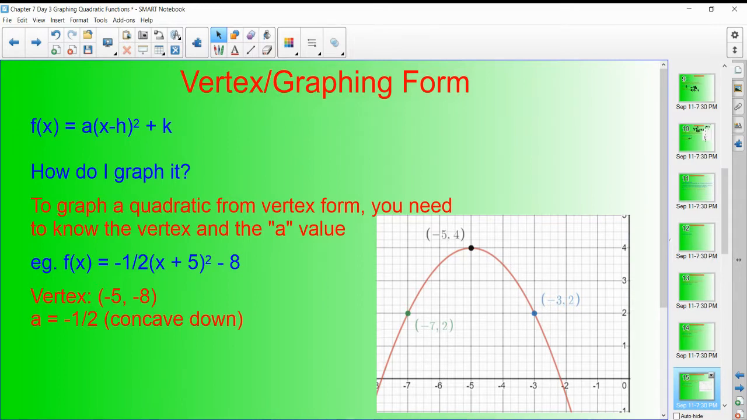So now I have no idea why I started at negative 5, 4. I think I meant to put positive 4 in the equation, so we're going to do that. We're going to cheat a little bit.